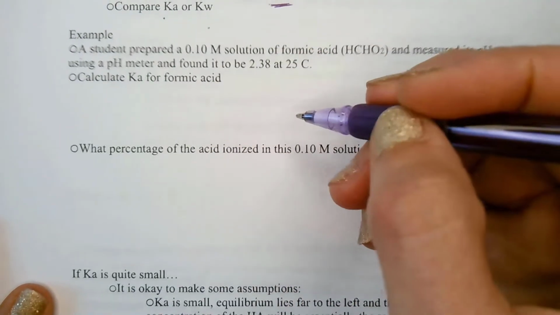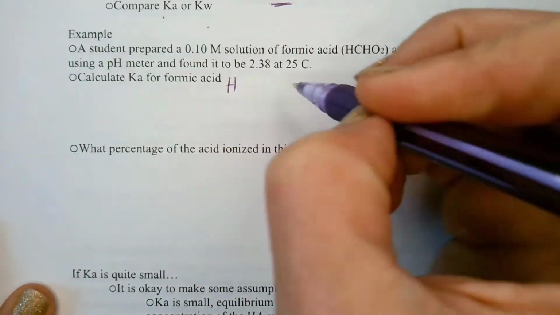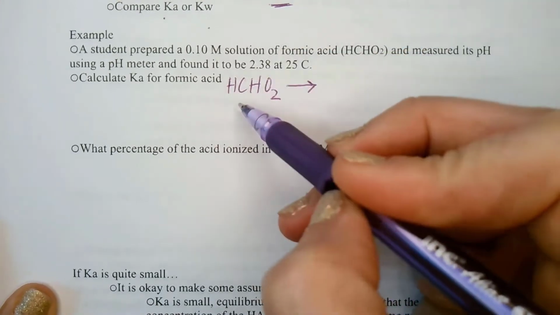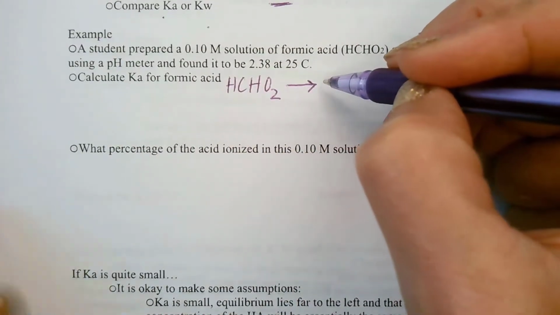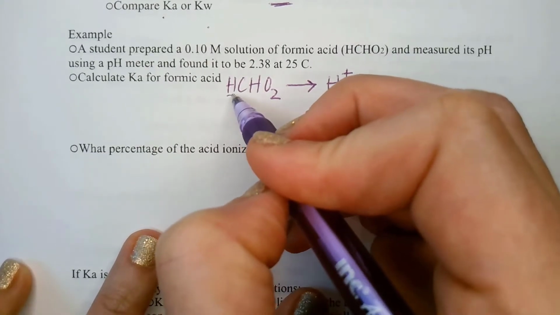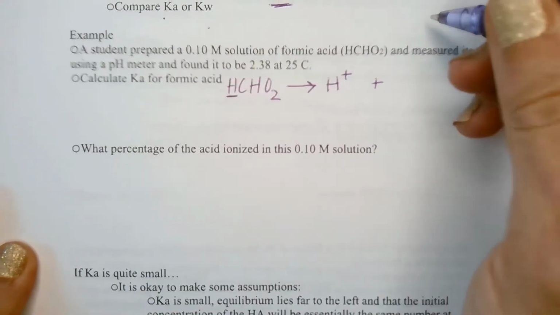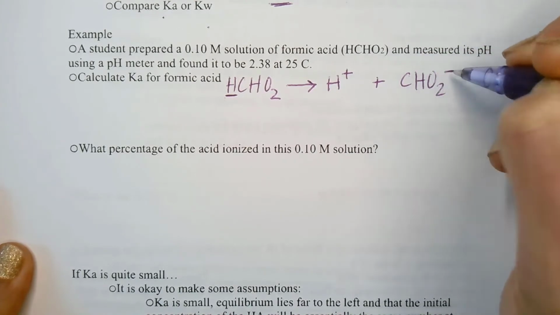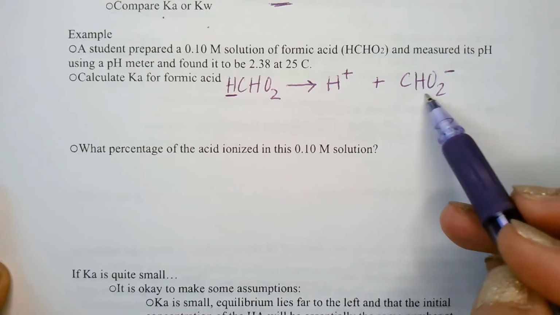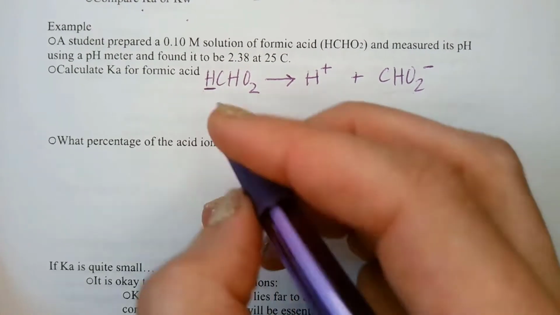So again, we always want to start by writing out our chemistry. What is happening? Well, I'm starting with formic acid, HCHO2. And what's happening here, when we add this into water, it's going to dissociate. So we're going to have our H plus, and so this is our ionizing acidic hydrogen. So the H plus comes off, and then we're left with CHO2 minus. Now formic acid, it came from this. So this is the formate polyatomic ion. All right, so then we can set up our ice table.